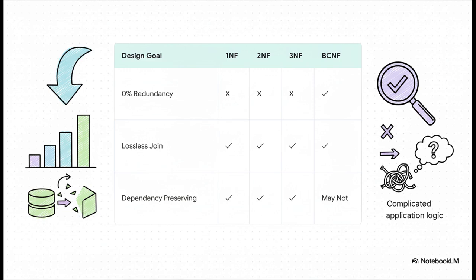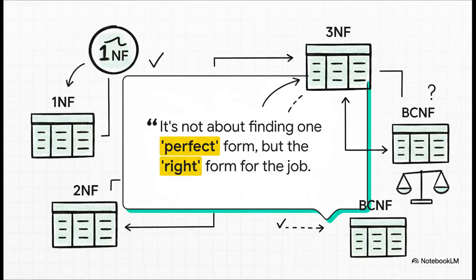But look at that last row. BCNF, in its quest for absolute purity, sometimes has a casualty. It might not be dependency preserving. Sometimes to enforce that super strict rule, you might break one of the functional dependencies you need, which can make your life harder later. And that really gets to the heart of it.